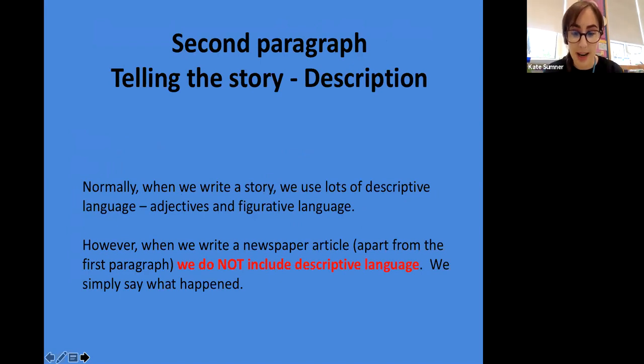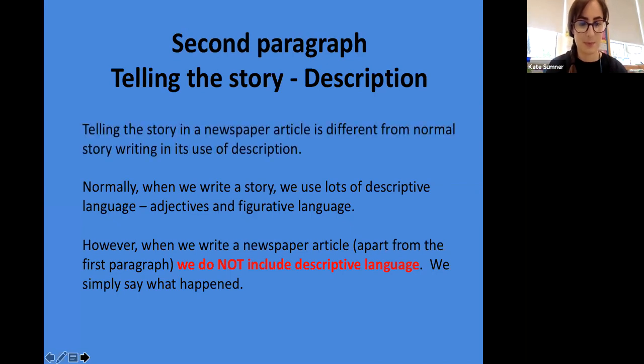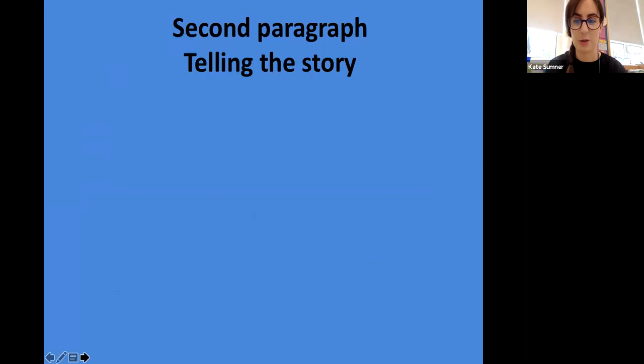And we stop now including descriptive language. So we don't put in lots of adjectives or anything in the second paragraph or the paragraphs that follow. We don't use similes, we don't use metaphors, we just write the facts. So it's a really different type of writing than our imaginative and creative writing. It's a completely different skill, really. And it's all just about reporting the facts. It's straight to the point. And it's not all like fluffy and beautiful. So we don't use lots and lots of description.